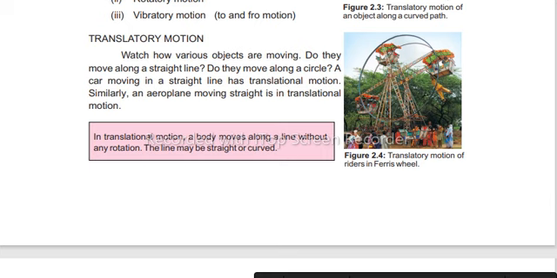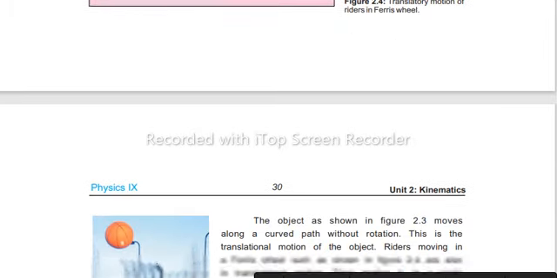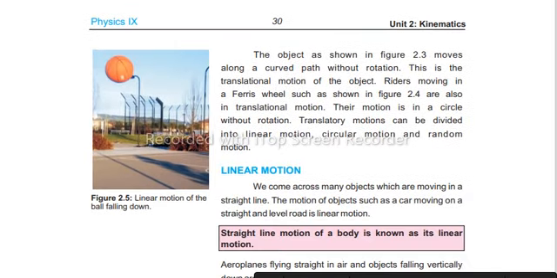So in translational motion, a body moves along a straight path without any rotation. The line may be a straight or curved path. So this type of motion is known as translatory or translational motion. The object shown in figure 2.3 moves along a curved path without rotation. This is a translatory motion of the object.